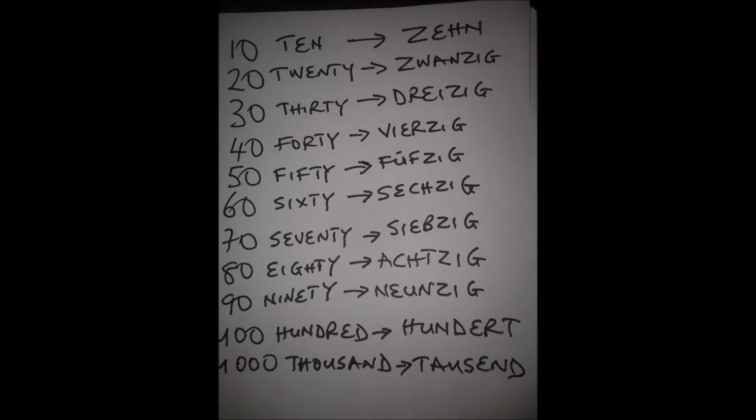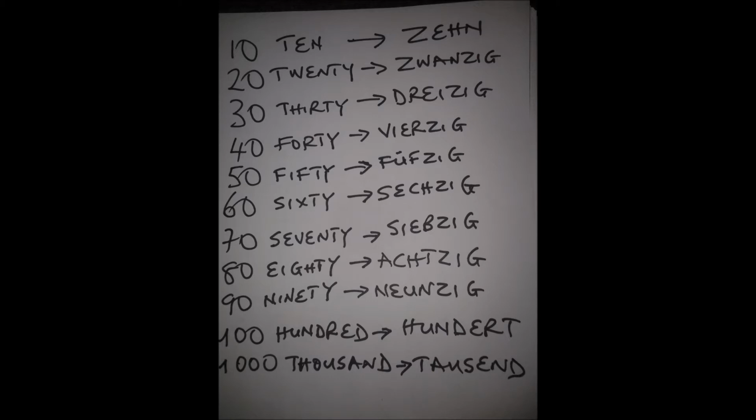So I continue the German language now. We are not going to talk about 21, 22, 23 yet. But I'm going to tell you 20, 30, 40, 50, 60, 70, 80, 90, 100. 20, as I told you, is zwanzig. Then 30 is dreißig. 40 is vierzig. 50 is fünfzig. 60 is sechzig. 70 is siebzig. 80 is achtzig. 90 is neunzig. And 100 is hundert.